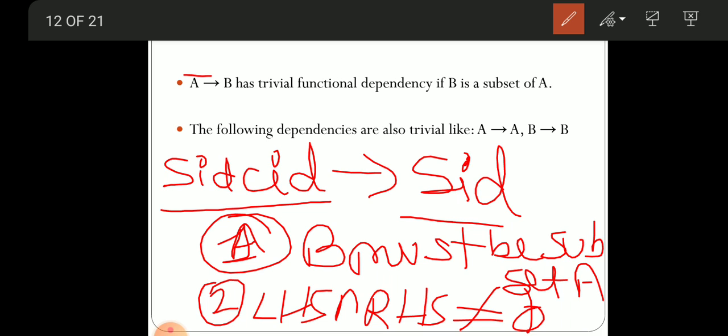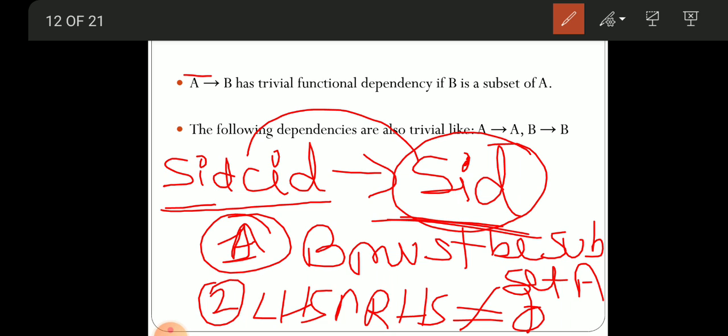So let's check. See, SID. Is SID a subset of SID, CID or not? Yes, it is. It is a subset of SID and CID. Why? Because SID is present on the left hand side. That is why we can say that yes, SID is the subset of SID, CID, right? So the first condition is fulfilled.